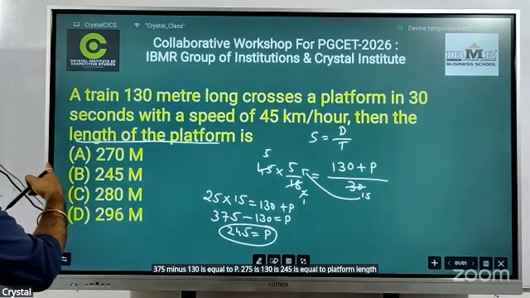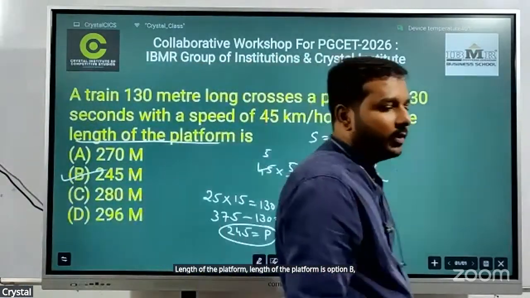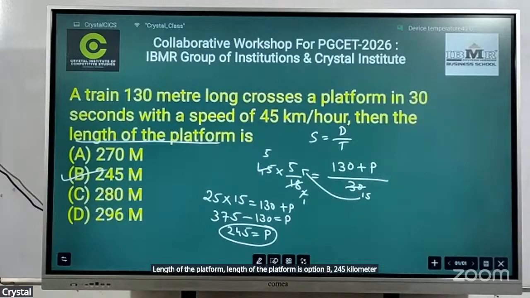They are asking the length of the platform. Length of the platform is option B, 245 kilometers. Sorry, 245 meters. Correct, Rishikesh, 245 meters. Neha, correct. Good.